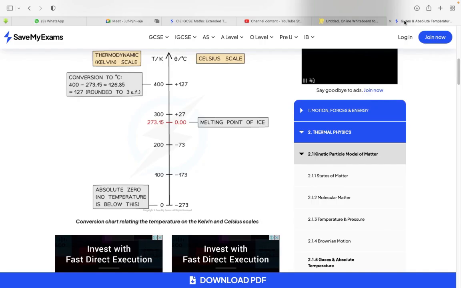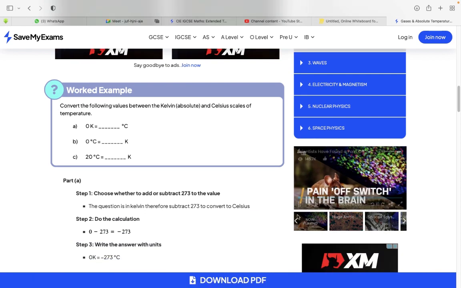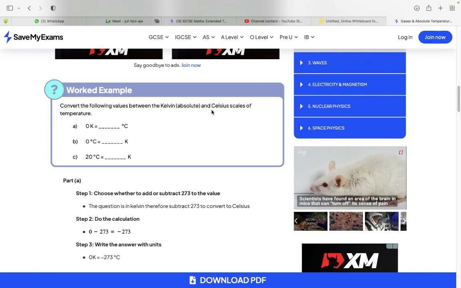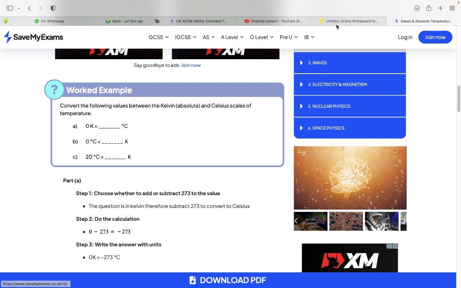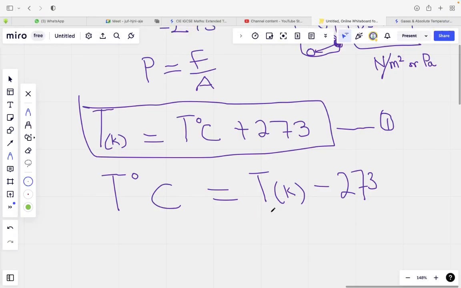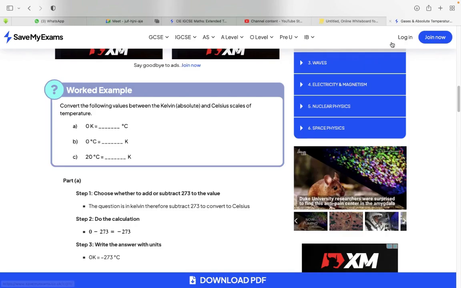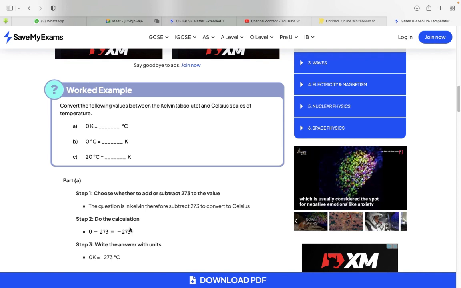And let's take a look at an example. It says convert the following values between the Kelvin and Celsius scale temperature. 0 Kelvin will be how much? So you want to change to degrees Celsius. If you are changing to degrees Celsius, 0 Kelvin will be 0 minus 273, right? That will be negative 273. Okay, it's actually 273.15, but we always approximate to the nearest whole number and leave it as 273. So that's how they got this negative 273.